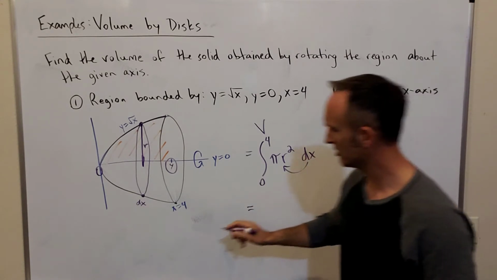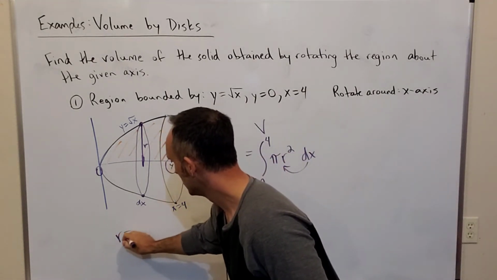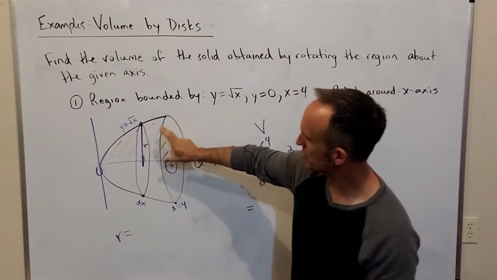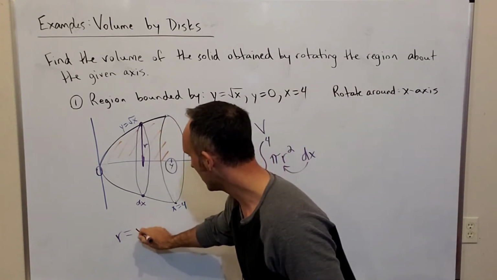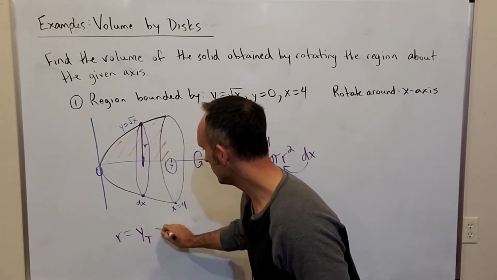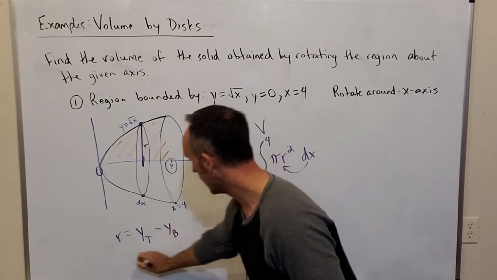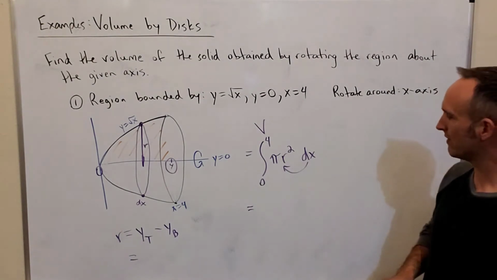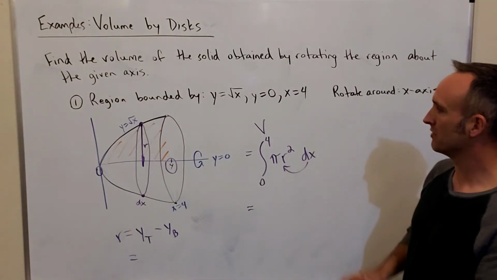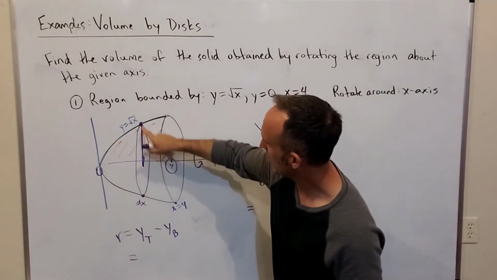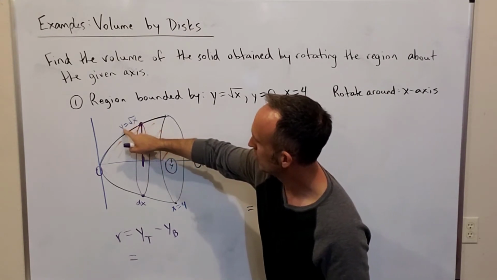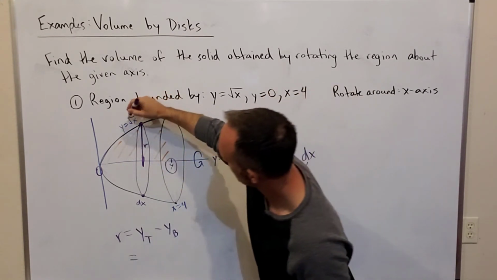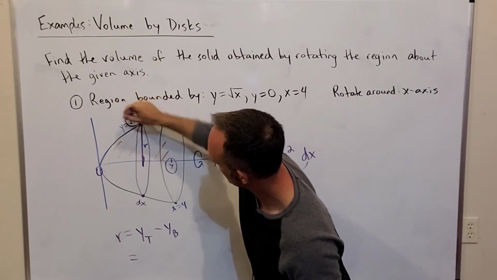So my radius here, let's go over here and write our radius. The radius is a vertical measurement, so it's going to be my top y value minus my bottom y value. Okay, my top y value minus my bottom y value, and they have to be in terms of x. So my top y value is dictated by the curve y equals the square root of x. So my top y value is just the square root of x.